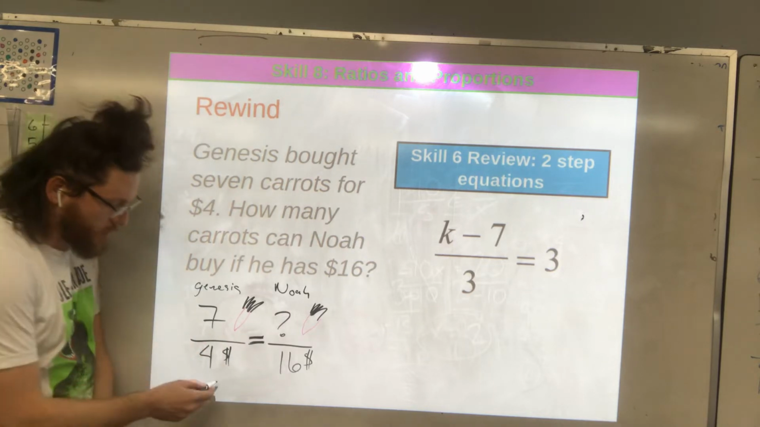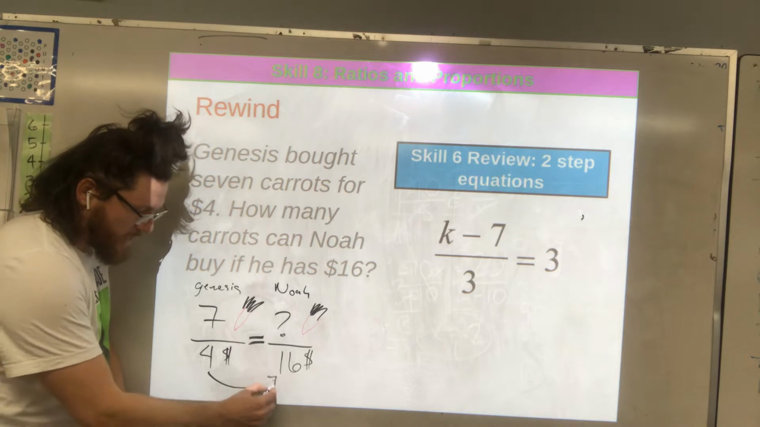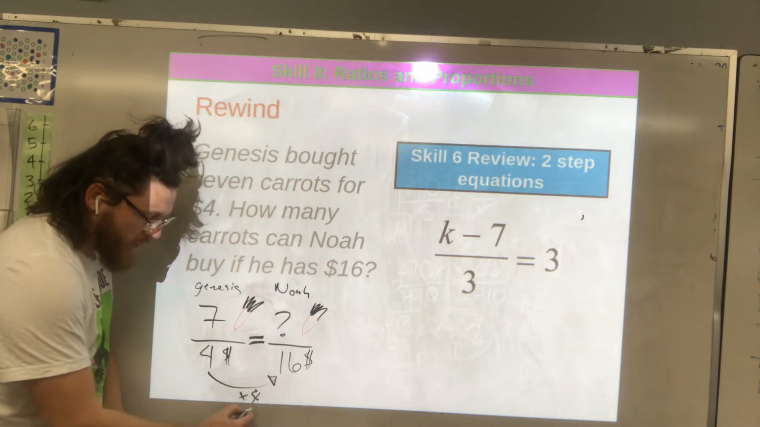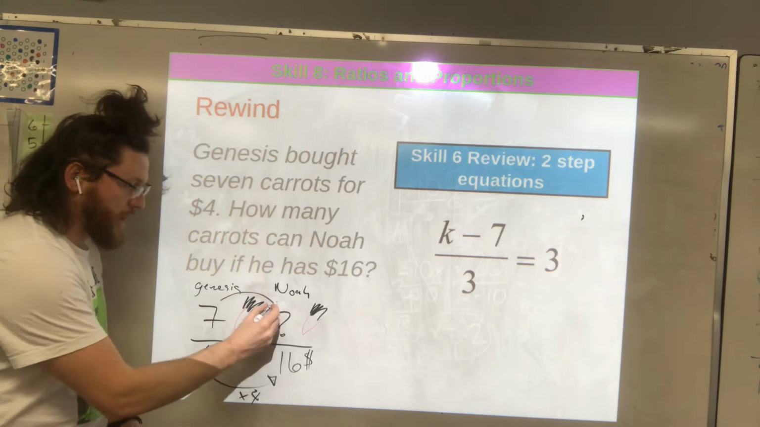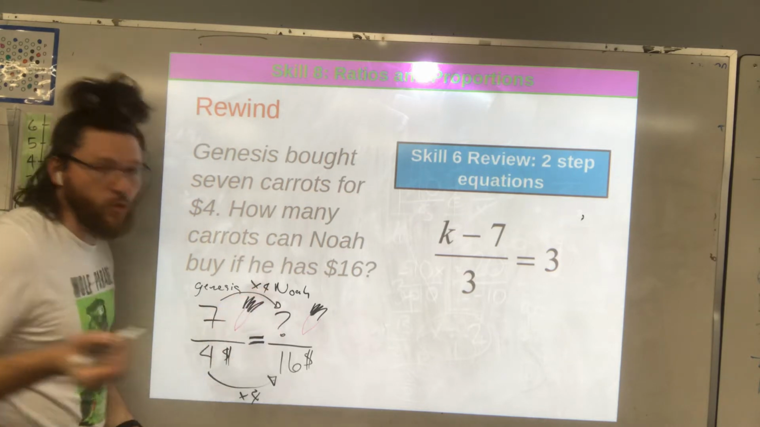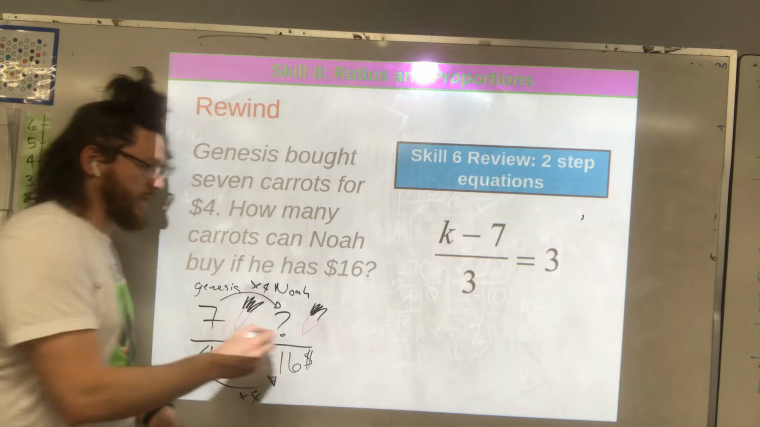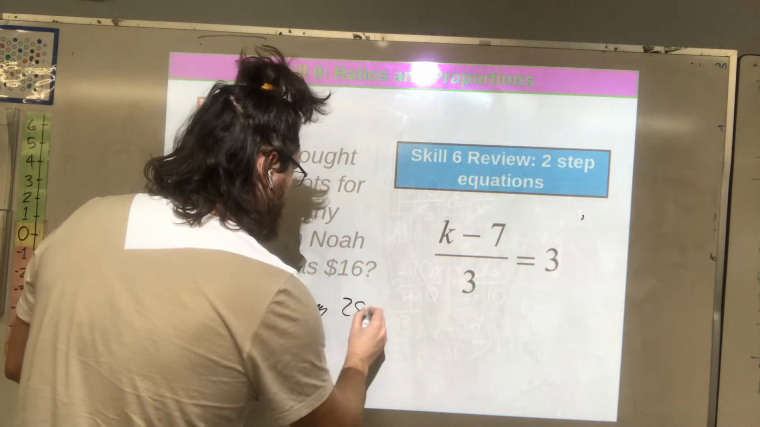And hopefully in this problem, you were able to recognize that, hey, Noah has 4 times as much money to buy carrots in this word problem. And so he should be able to buy 4 times as many carrots, okay? So 7 times 4 gives us 28, okay?